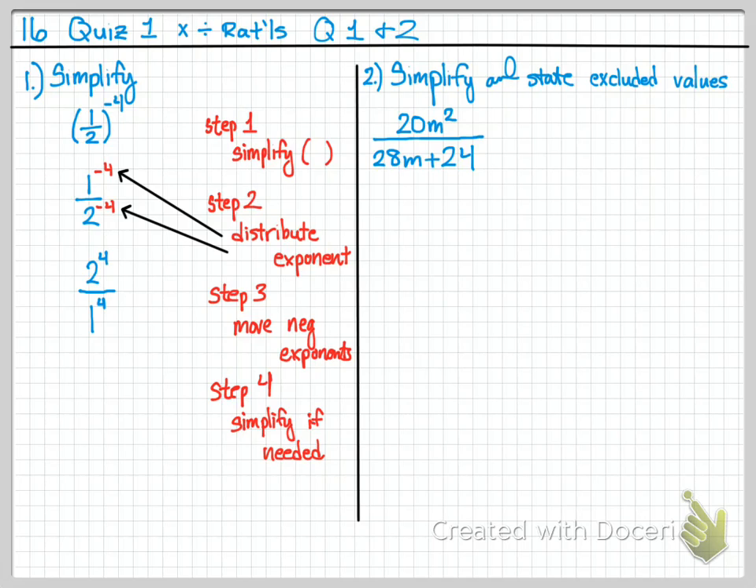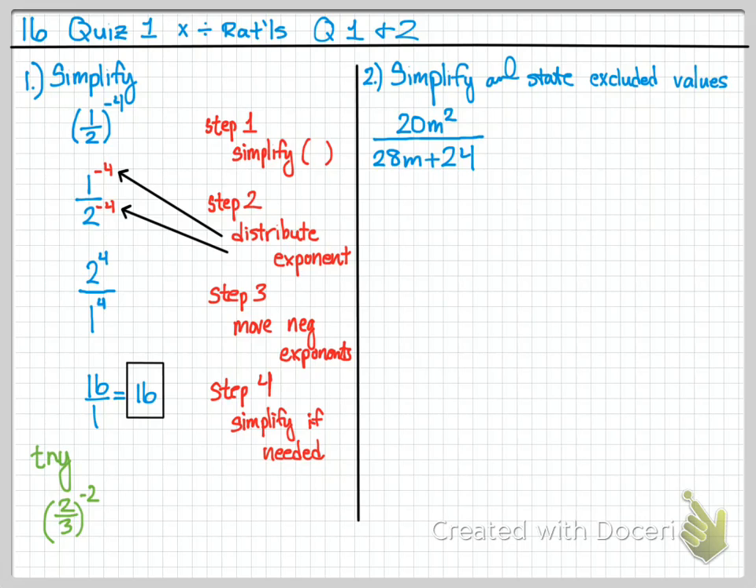And step 4, simplify if needed. 2 to the 4th is fine. 1 to the 4th, really, we don't keep. So let's do 2 to the 4th. Let's go ahead and expand that. 2 to the 4th power is 16. 1 to the 4th power is 1. And we can write that simply as 16. So the answer to number 1 in the simplified form is 16. And you should be able to do this without a calculator. You should be able to do this showing steps.